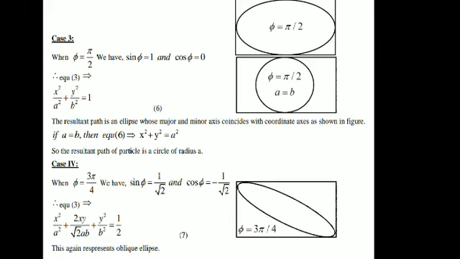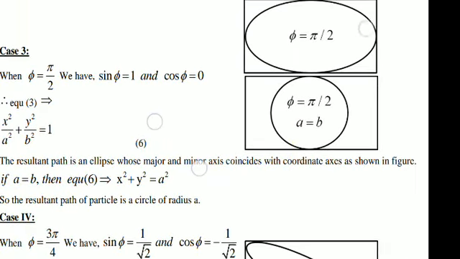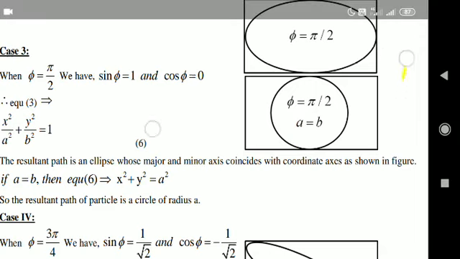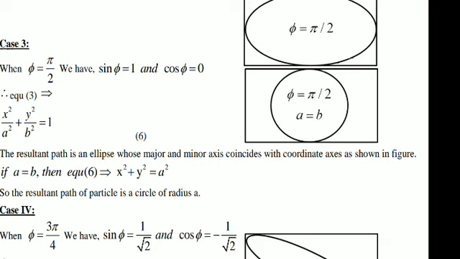Now when phi is equal to pi by 2, because we are considering different cases of phi, then sin phi is equal to 1 and cos phi is equal to 0. And therefore equation 3 now becomes x square by a square plus y square by b square is equal to 1. Now what is this equation? This is the equation of perfect ellipse. What is meant by perfect ellipse? Perfect ellipse is that ellipse where the major axis of the ellipse coincides with the x-axis and minor axis of the ellipse coincides with the y-axis. So this is the equation of perfect ellipse.